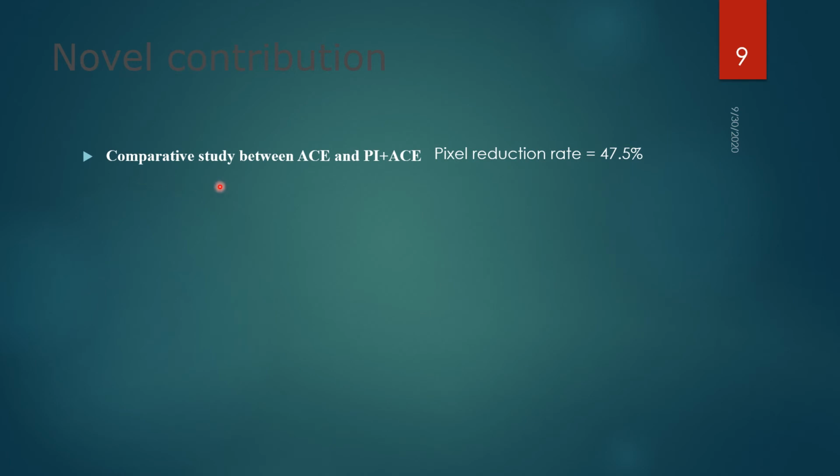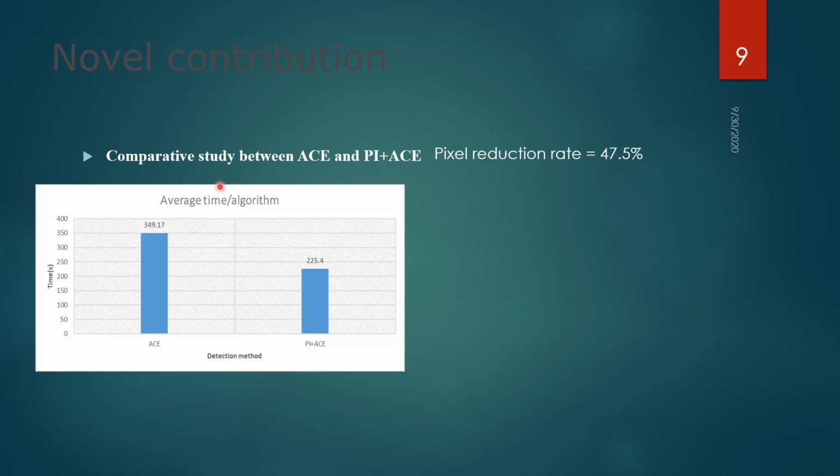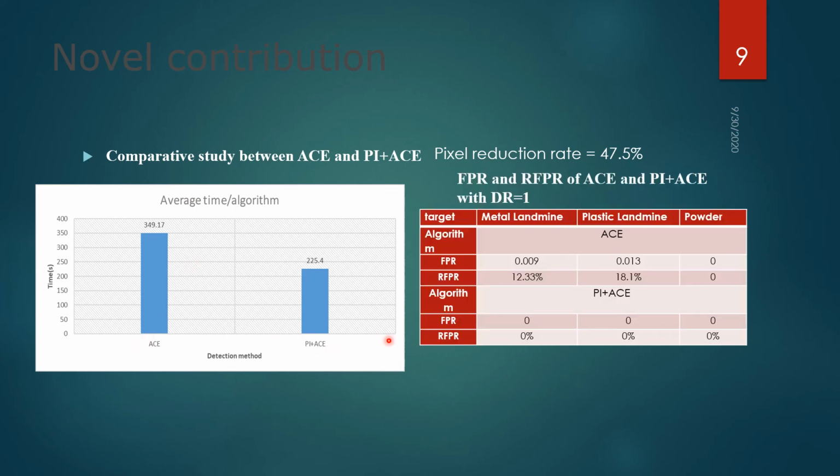As a result, a comparative study between ACE and PI plus ACE with a pixel reduction rate equal to 47.5%, as you see. Concerning the average time, we can reduce the average time of ACE when using the pixel intensity. Concerning the false positive rate, we can reduce the false positive rate for metal landmine to 0. For plastic landmine also, we can reduce the false positive rate to 0. And for the powder, we stay with the same false positive rate, which is 0.